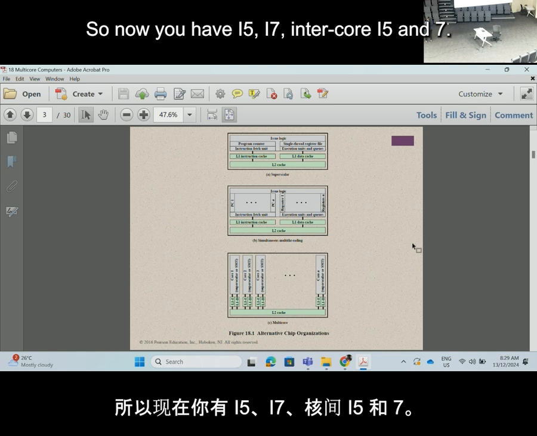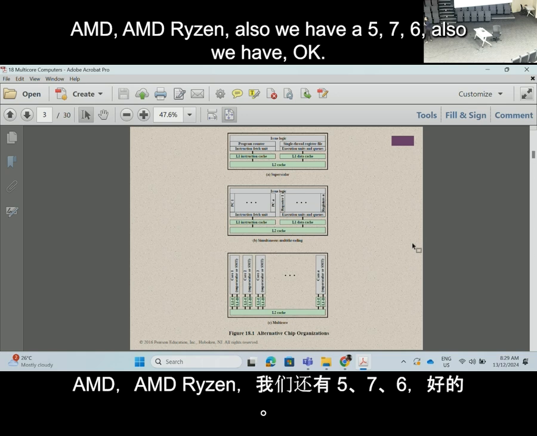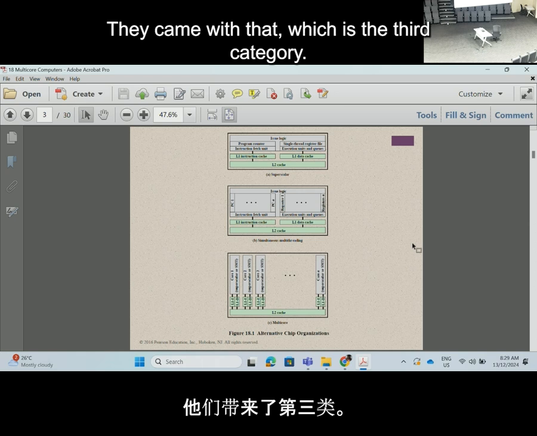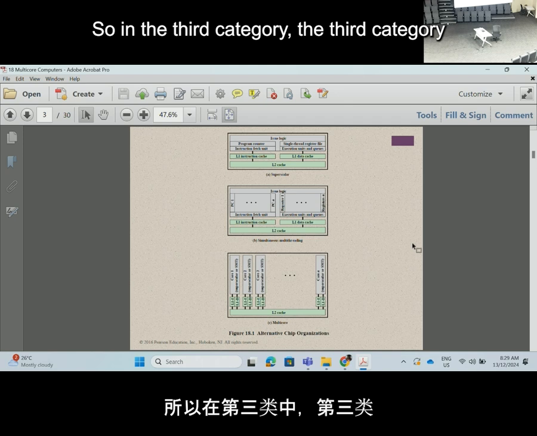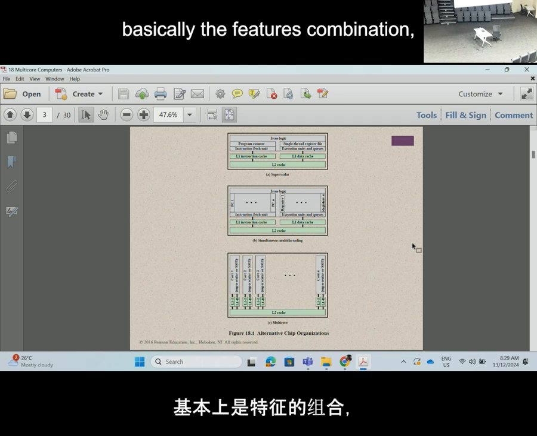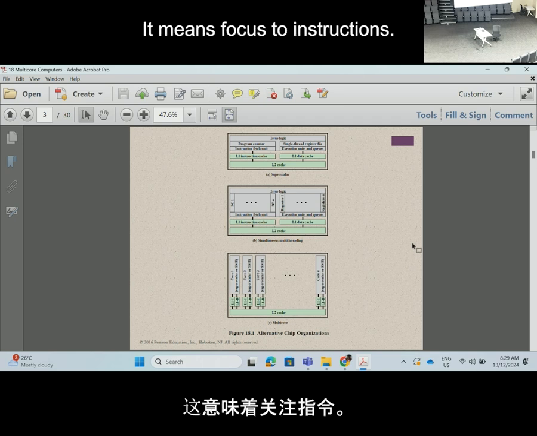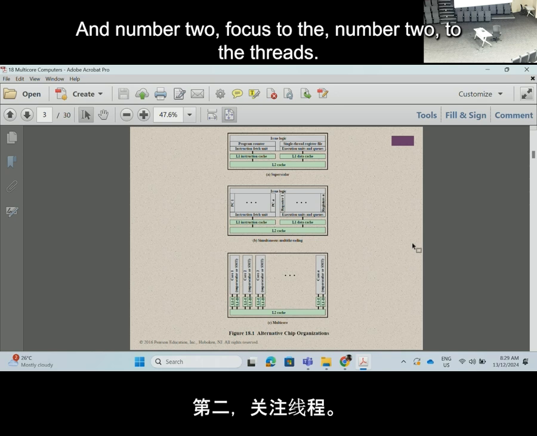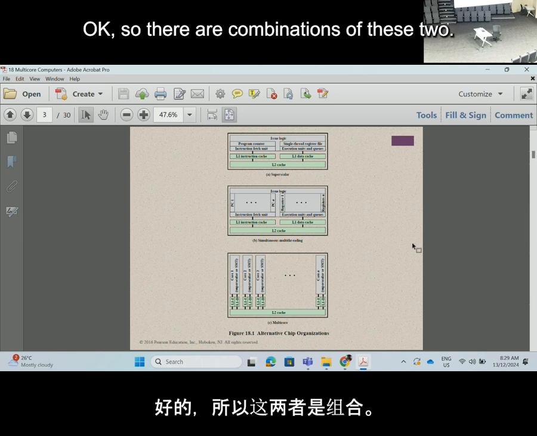Intel Core i5 and i7s, AMD Ryzen, also we have a 5, 7, 6. Okay, I think that one is about 2 years back, they came with that, which is the third category. So in the third category, basically the features combine the first and second. It means focus on instruction set, executing more than one instruction, and number 2, focus on the threads. Okay, so there are combinations of these two.